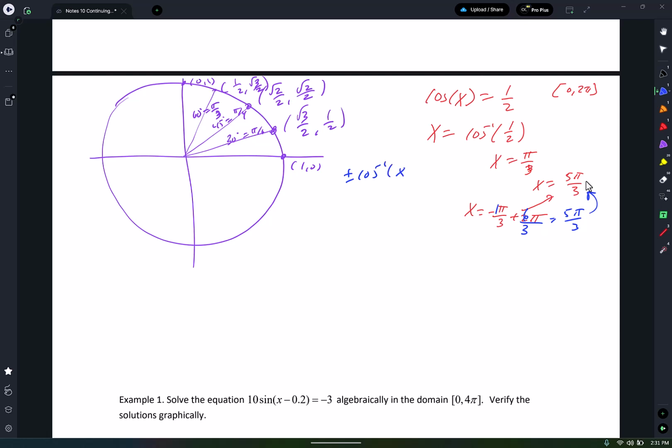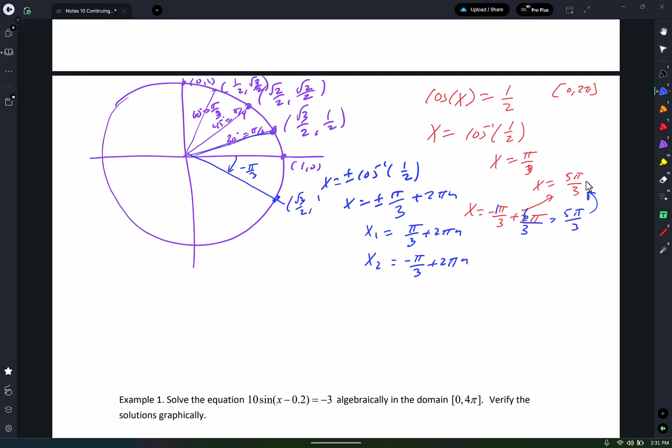Plus minus only happens for the arc cosine. And then look, you'll get your answer. So if I say x equals that, x equals plus minus pi over 3 plus 2 pi n. I can go x1 equals pi over 3 plus 2 pi n, and that will give me all the answers on this branch. And then to get the other answers on the other branch, negative pi over 3 plus 2 pi n. That will give me all the answers on this branch, where this coordinate is also square root of 3 over 2, negative 1 half. Does that make sense?